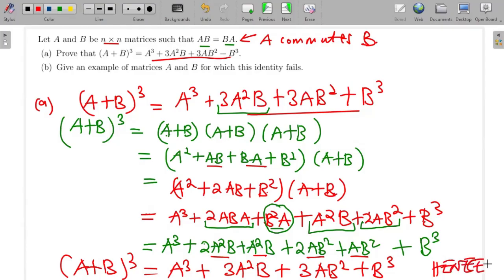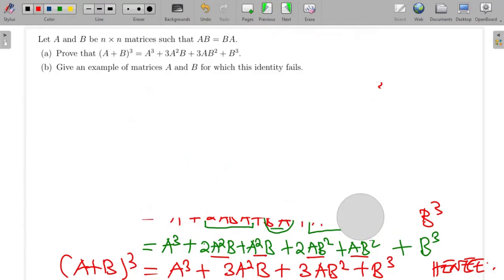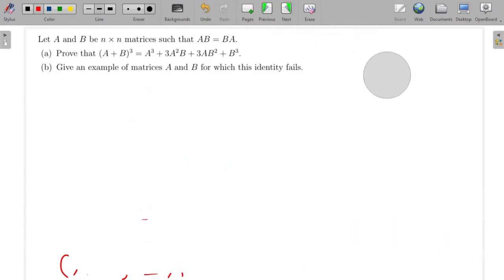Okay, hence proved. And you're done with part A. When you look at part B, I'll erase this now. When you look at part B, they're saying, give an example of A and B for which this identity fails. So this identity can only fail if AB is not equal to BA.